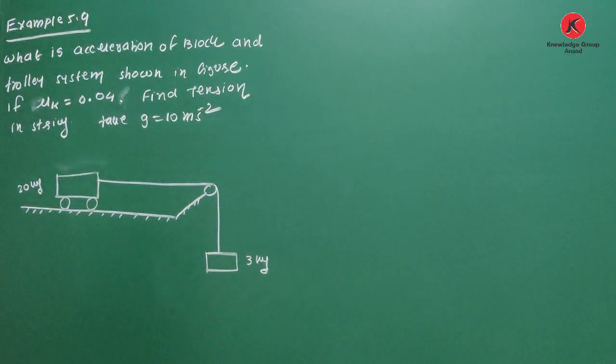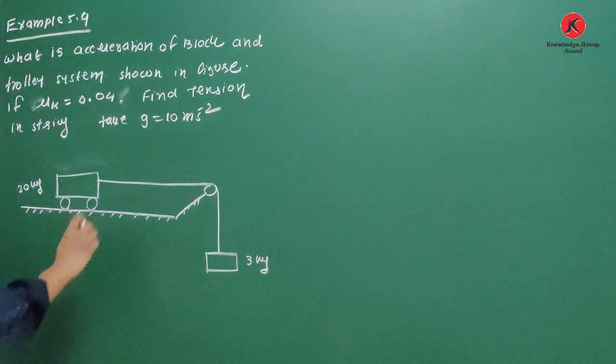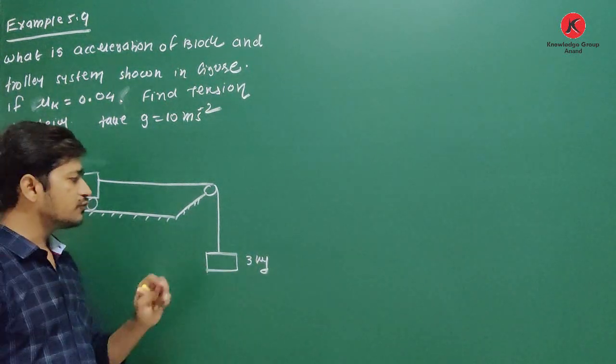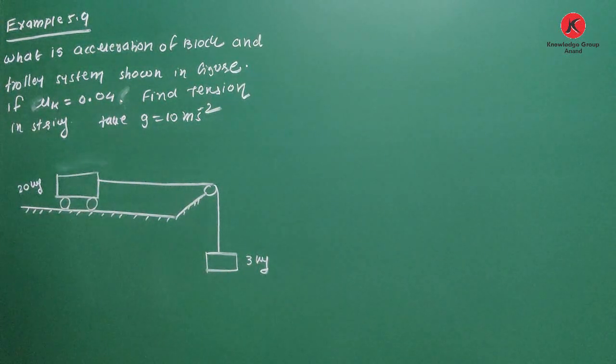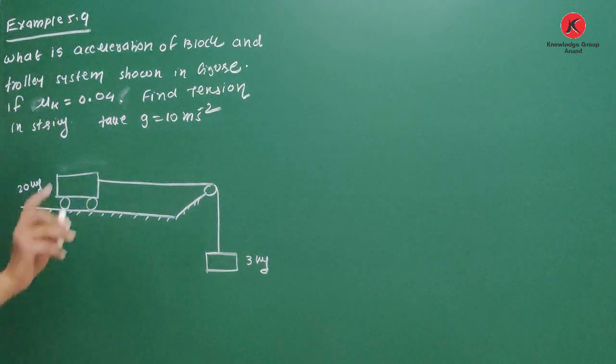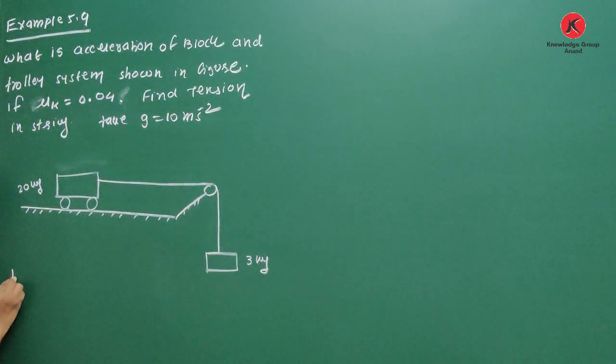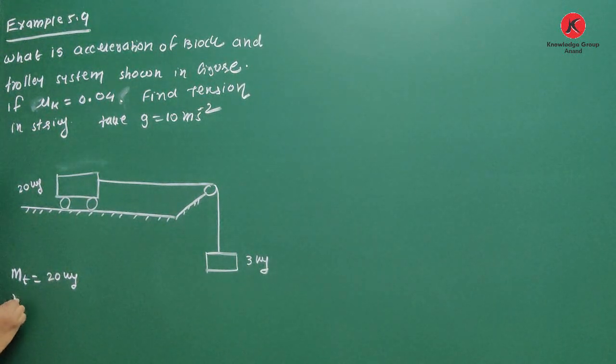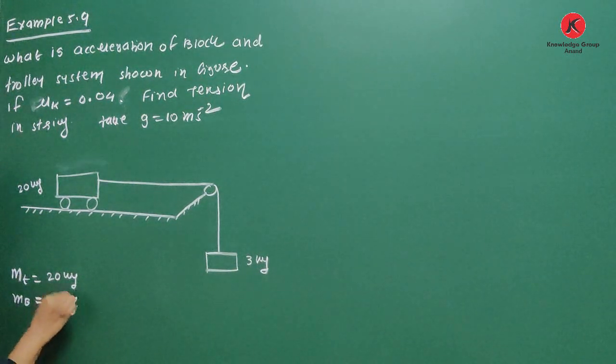See, here it is. The mass of this trolley is 20 kg, and the mass of this block is 3 kg. So first of all, I will identify the forces. The mass of the trolley, M_T, is 20 kg, and the mass of the block is 3 kg. Mu is 0.04, given.